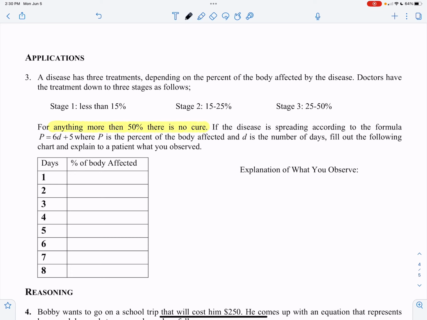If the disease is spreading according to the formula P equals 6D plus 5, where P is the percent and D is the number of days, we're going to fill out the following chart, and we're going to explain to the patient what is observed.